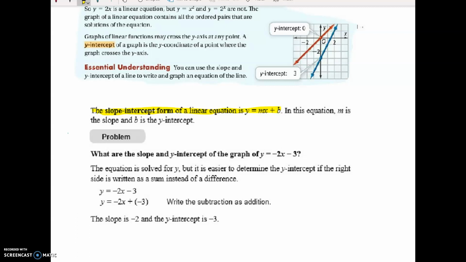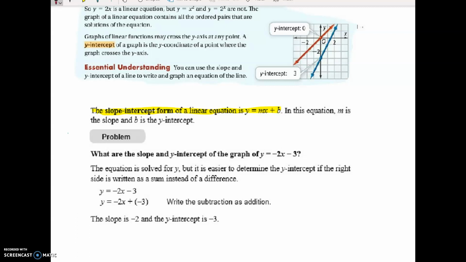So in this example here, what are the slope and y-intercept of the graph y equals -2x minus 3? The equation here is solved for y, but it's easier to determine the y-intercept if the y is on the right side of the written equation. In any case, we can just identify here the slope is -2 and the y-intercept is -3.